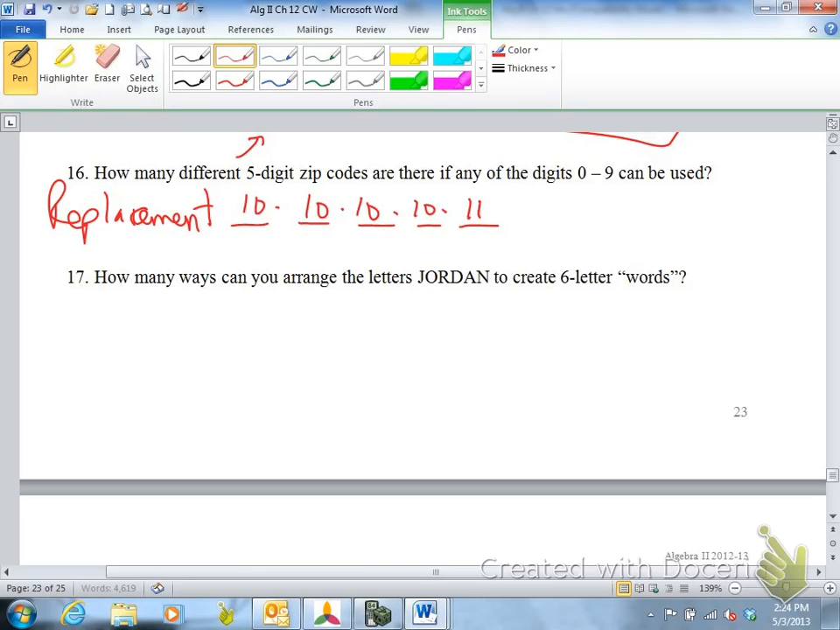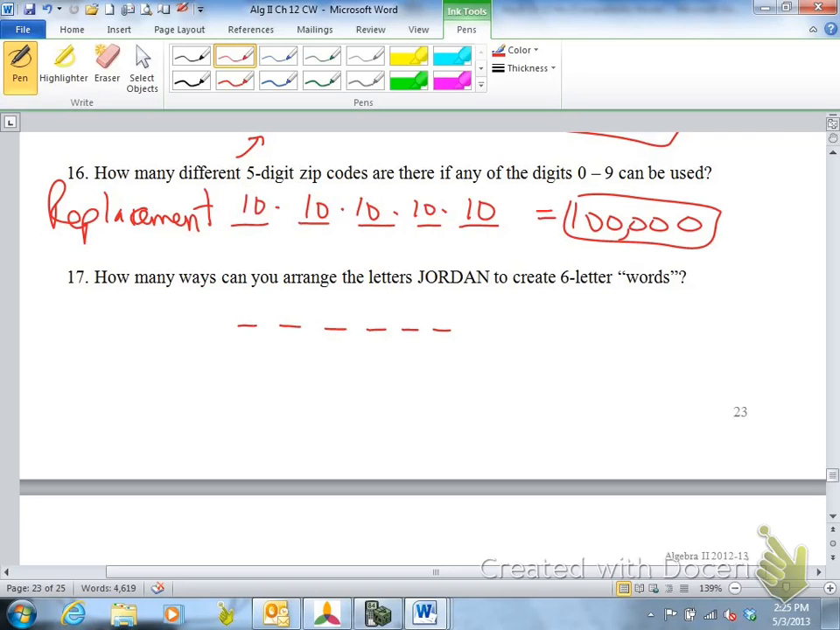So that would be 10 to the 5th, which is 100,000 options. How many ways can you arrange the letters Jordan to create 6-letter words? And words are in quotes. Words means they don't have to make sense.